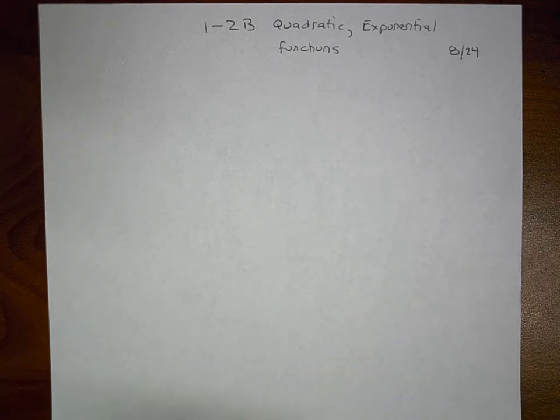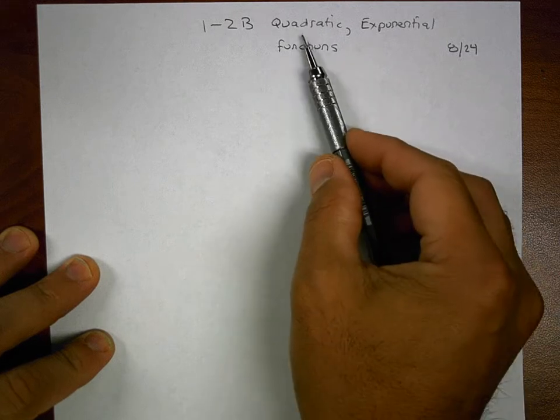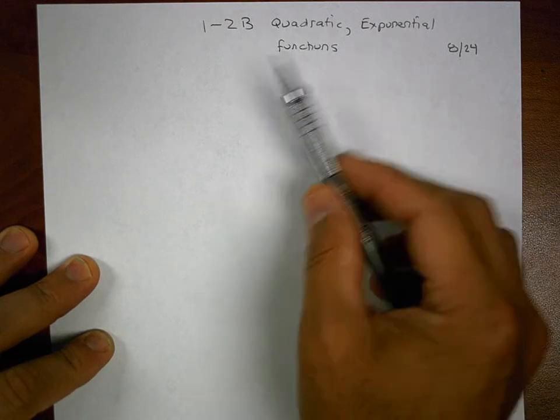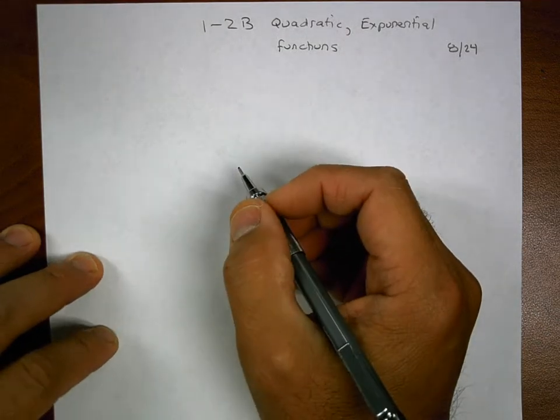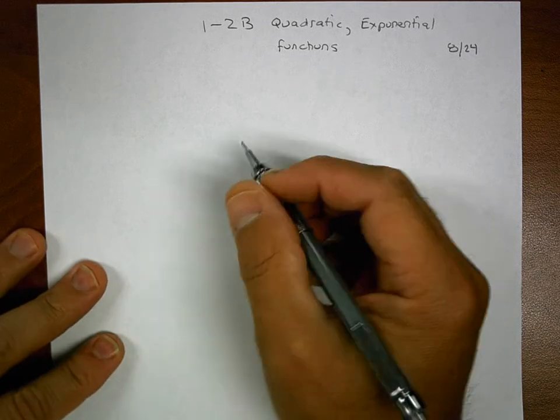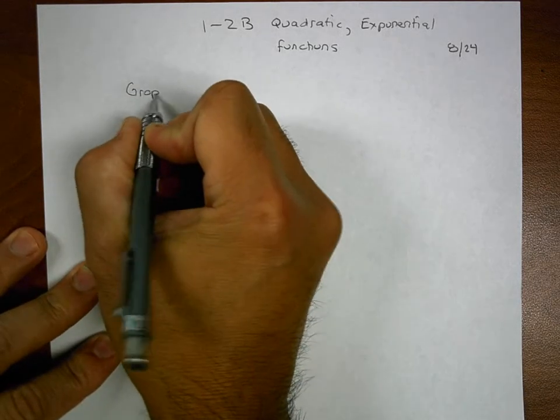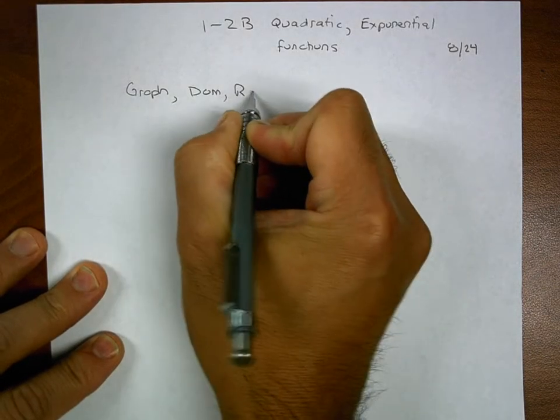Okay, this lesson we're going to be looking at those two other remaining graphs, the quadratic or the parabola and that exponential function. And we're going to be doing kind of the same thing. We're going to be able to graph it and then also write the equations and then domain and range. All right, so let's start. So here's our direction. So you want to graph it. So graph and then domain and range.